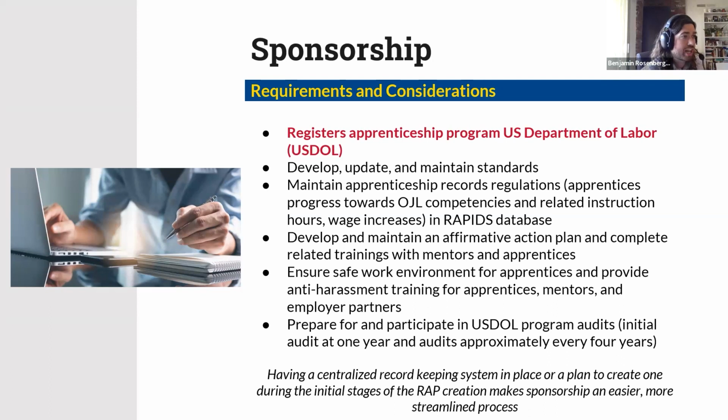Additionally, the sponsor will develop and maintain affirmative action plans. They will ensure a safe working environment and provide anti-harassment trainings. And they will also be the ones who prepare and participate in any USDOL or state apprenticeship agency audits. So again, when I say that a sponsor is kind of like an HR function, they're the ones doing all the required data entry for apprentices. They're the ones developing, updating, and maintaining standards. They're collecting all the documentation showing that the apprentices are being taught what they're supposed to be taught. They're making sure that during an audit, all the information is available for review.